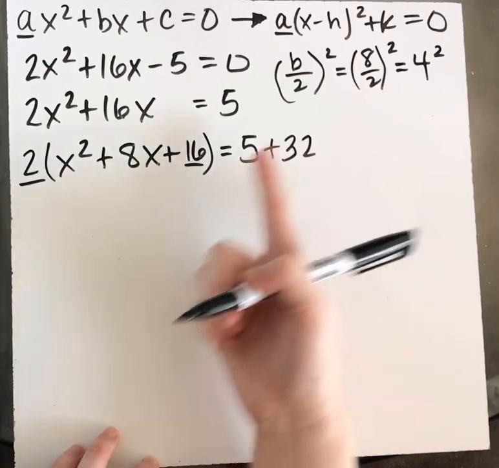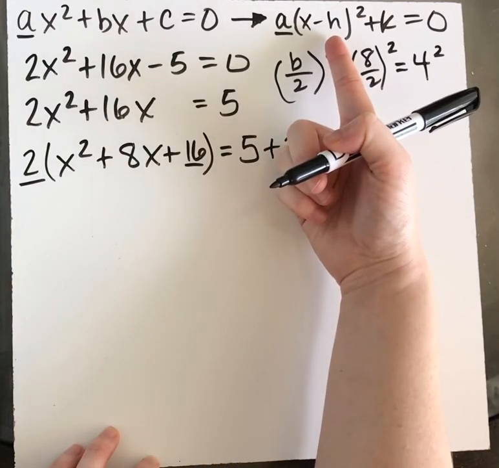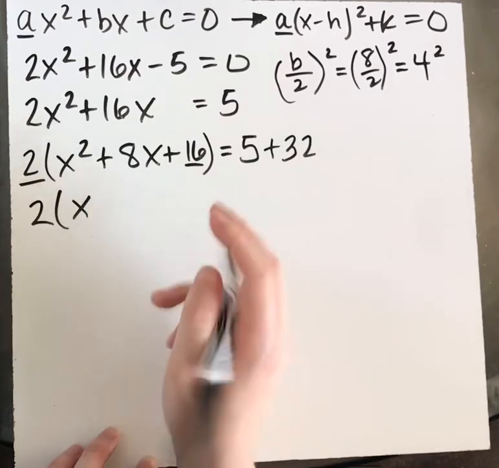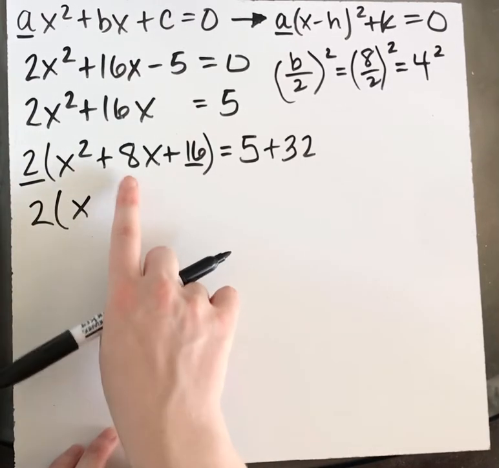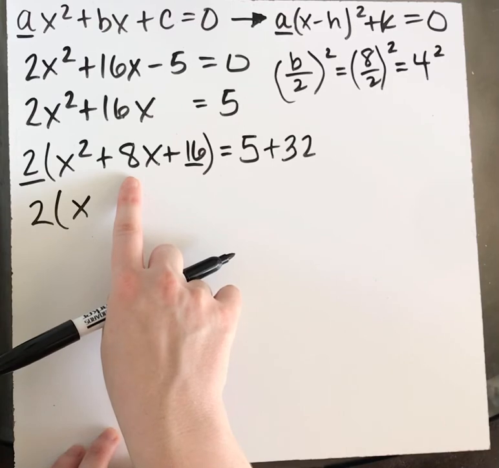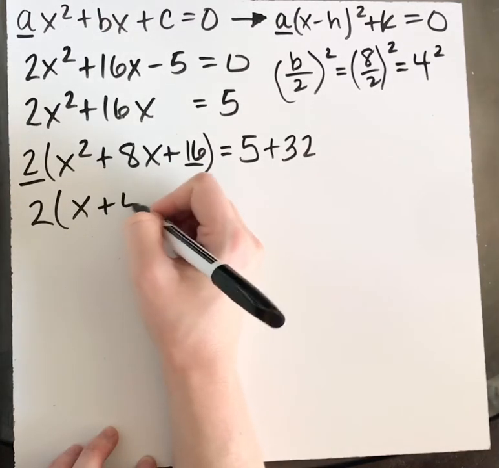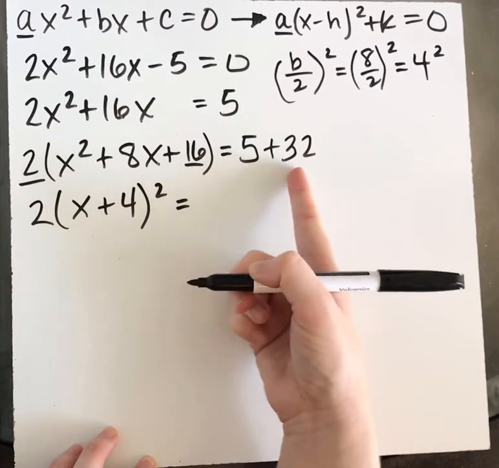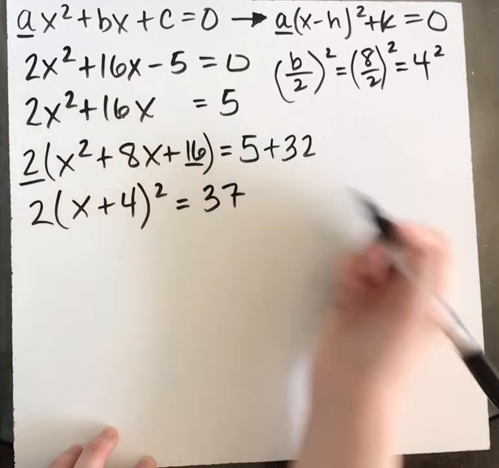Now from here, the reason we've made this perfect square trinomial is so that we can factor it, and we can write it in that vertex form with the square. So we've got 2x. What goes here is half of our b. Since our b is positive 8, when we divide positive 8 by 2, we're getting that plus 4. And now this equals, when I combine my like terms, 37.